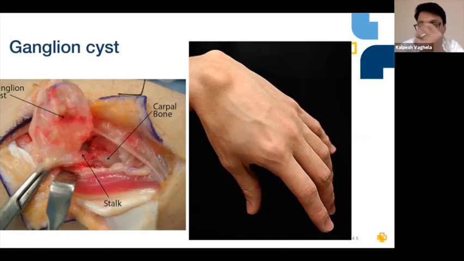This causes synovial fluid to leak out, and you can see here that you've got a cyst-like structure on this dissection, and you've got a stalk which connects it to, in this case, a scapholunate ligament at the back here. It's a very common condition.